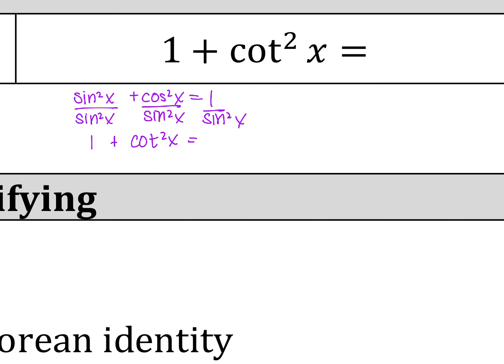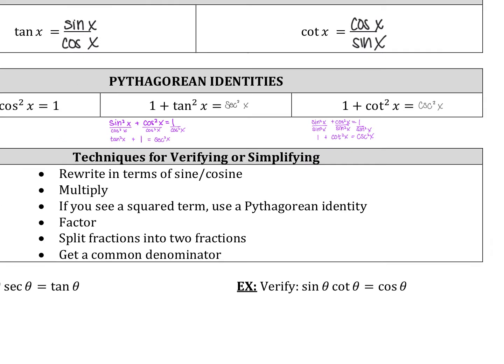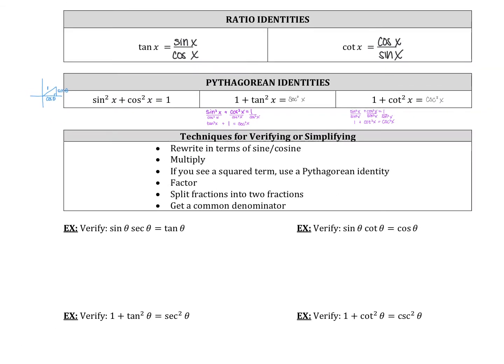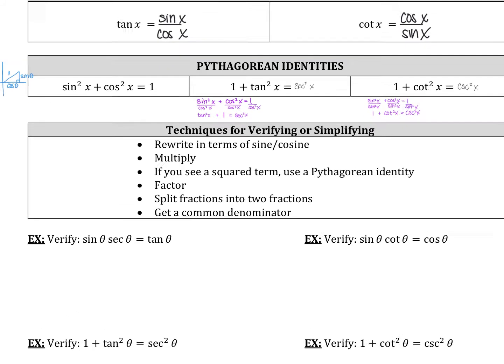And 1 divided by sine squared is what? Cosecant. So then I know that this is the cosecant squared of x. So I have 3 Pythagorean identities, but they all come from that 1: sine squared plus cosine squared equals 1. So if you can memorize that or understand where that comes from, then the rest should be pretty easy.